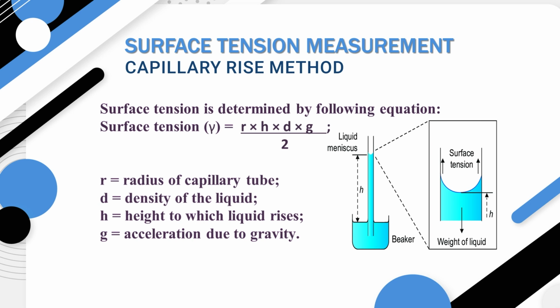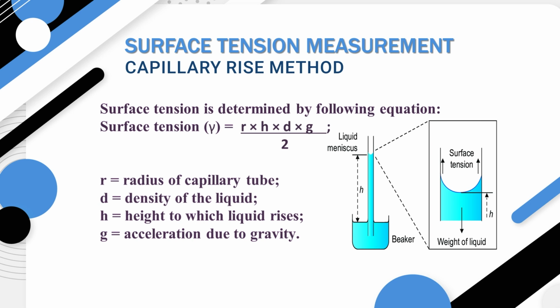So to measure it, you can easily do it by the capillary rise method. You put a capillary in the liquid as it is shown in this figure. Because of the tension, because of the pressure upward, the liquid will rise in the capillary. Knowing up to what height it has risen, and what is the radius of the capillary, you can actually calculate the surface tension by the formula R into H into D into G divided by 2.